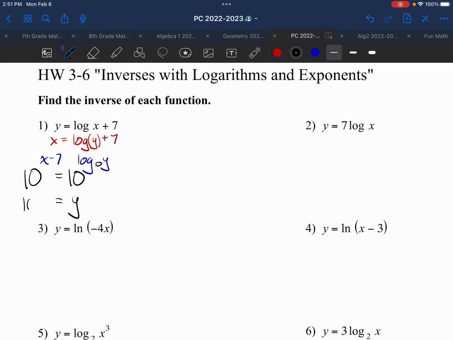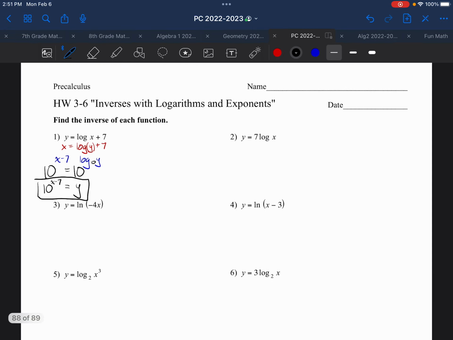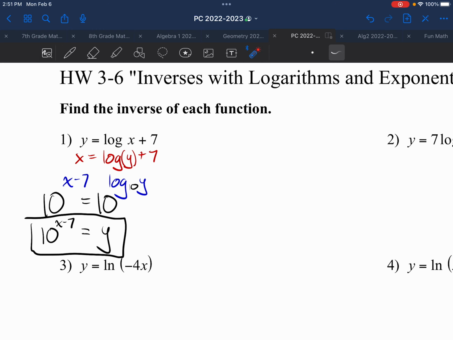And then I'm just going to rewrite the left-hand side, 10 to the power of x minus 7. There we go. And I'll box my final answer, and we will check our answer. There it is, 10 to the power of x minus 7. I don't know if I explained this well enough, but whatever that base is, that's the base that we choose for our exponentiation every single time.